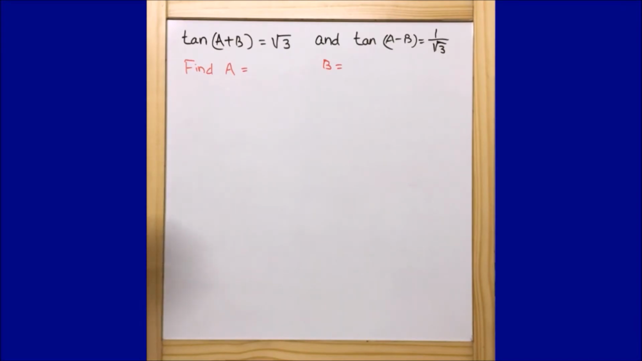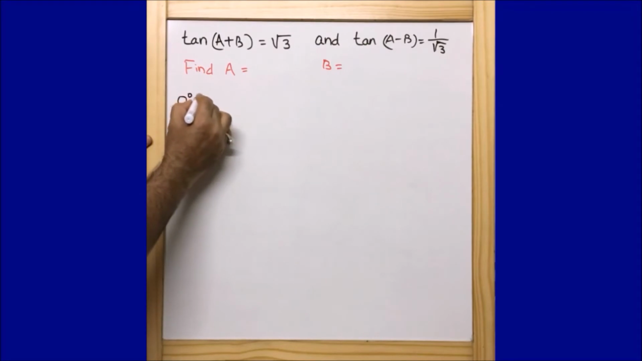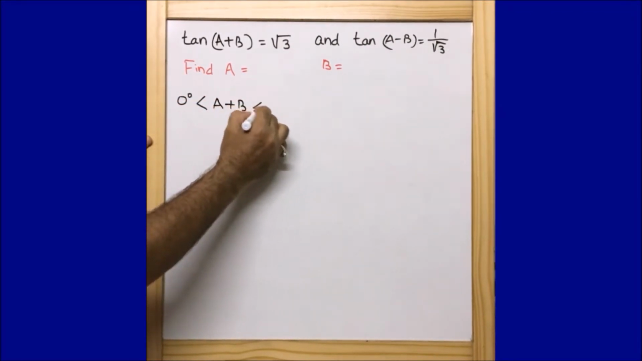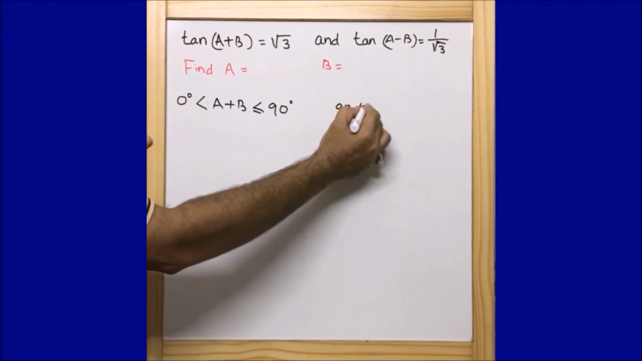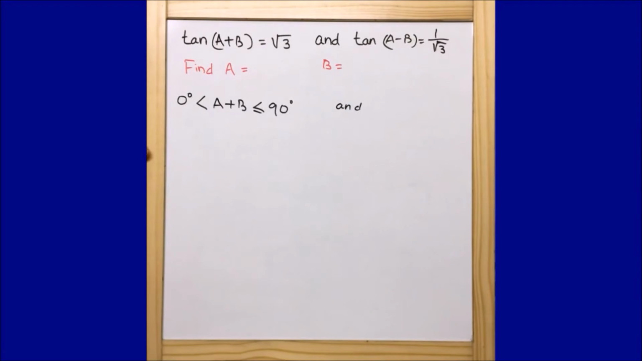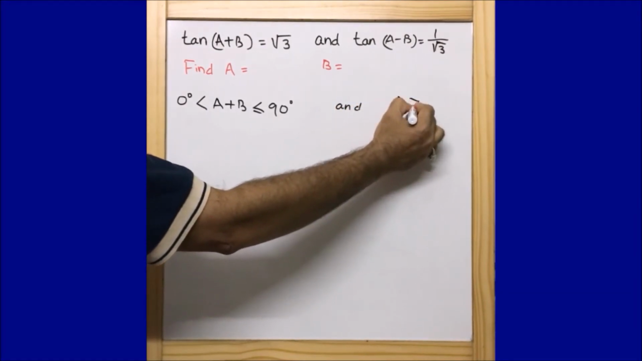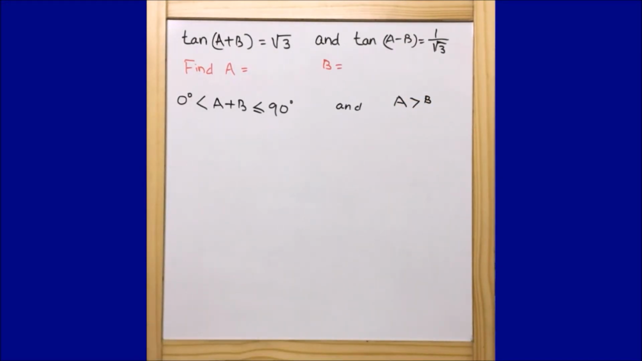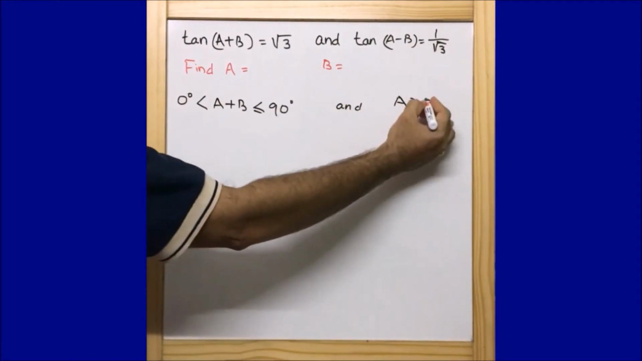And they have also given two conditions, where 0 degree is less than a + b and less than or equal to 90 degree, and the other condition is a is greater than b. We just need to keep these two things in mind, otherwise this particular question is very simple and very straightforward. We can move ahead without any doubts or confusions.